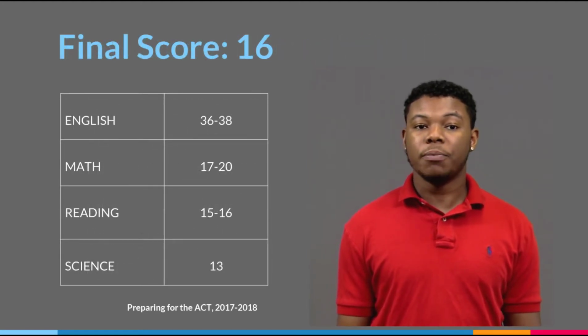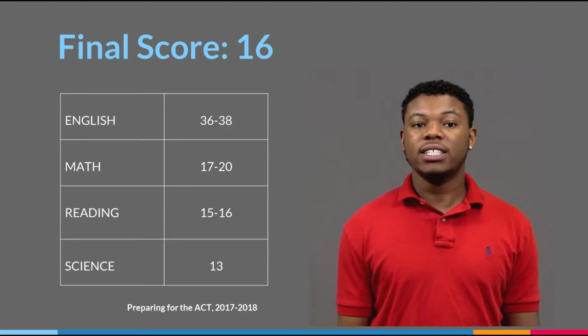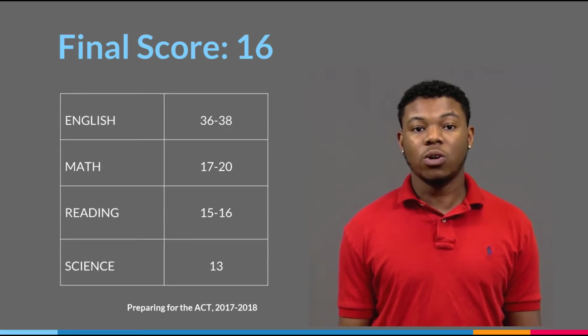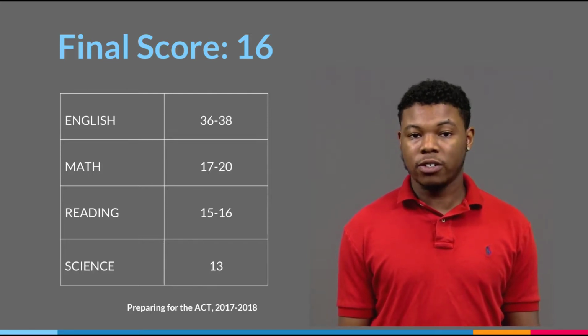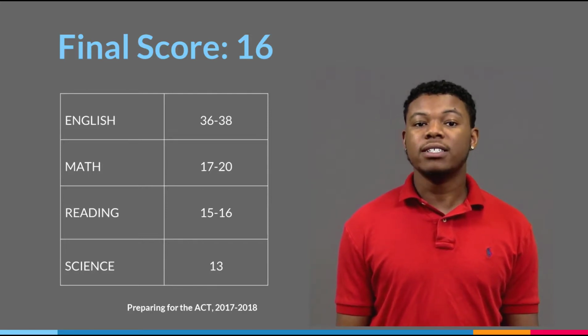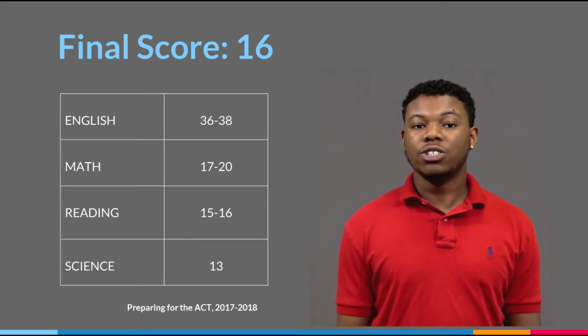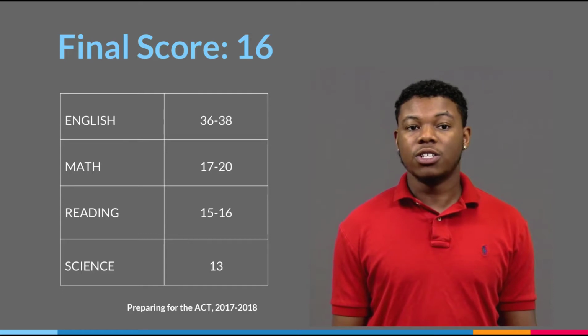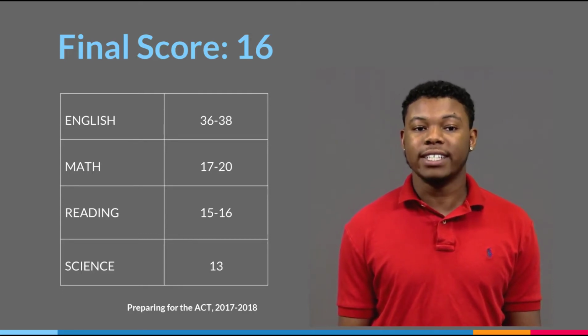So for example, if your goal is to receive a 16 on each section of the test, then you would need to get about 36 to 38 questions correct on the English section, 17 to 20 questions correct on the Math section, 15 to 16 questions correct on the Reading section, and 13 questions correct on the Science section. This would then translate into a 16 out of 36 on each section of the ACT.